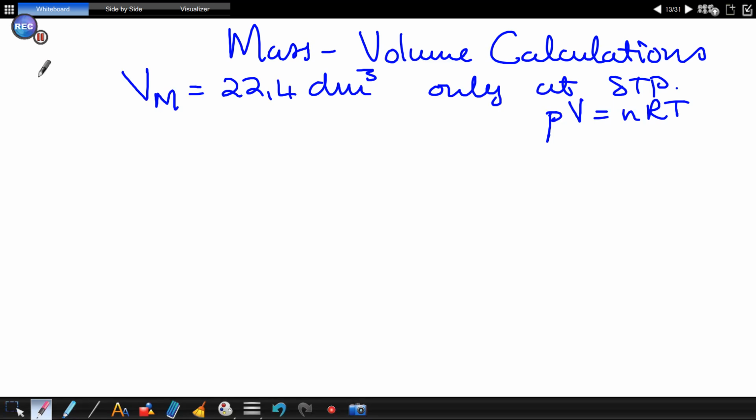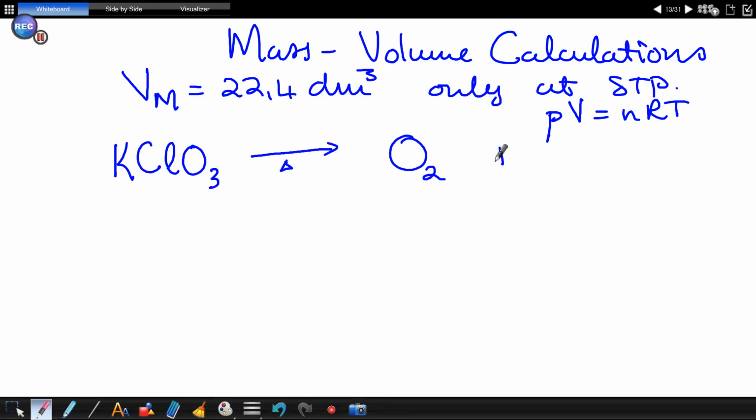Now here it comes. What is the formula for potassium chlorate? It is KClO3. That is thermally decomposed and it makes oxygen and potassium chloride. So this is a decomposition reaction. Let's balance it: 2 of those, 3 of these, and 2 of those.